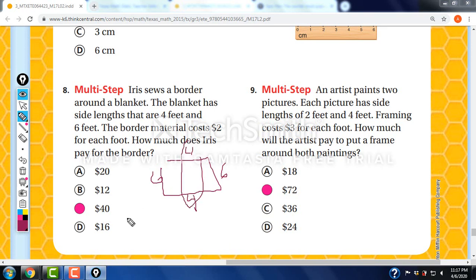This is 8 plus 12 gives you what? 20. And then it costs $2, and you multiply that by 2. That gives you the answer 40.